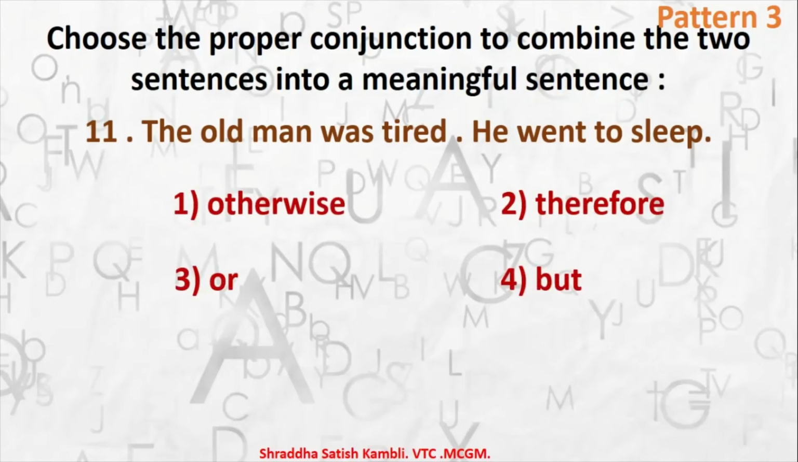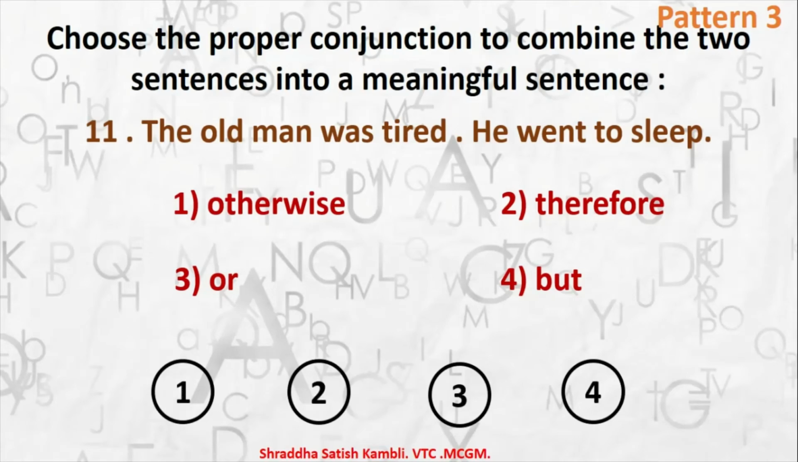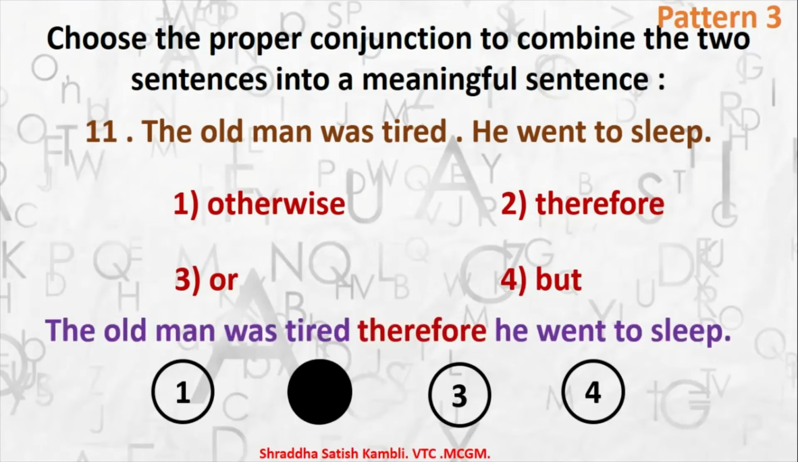The old man was tired, otherwise he went to sleep. The old man was tired, therefore he went to sleep. The old man was tired, or he went to sleep. The old man was tired, but he went to sleep. So which one is the correct one, children? It is the second one, therefore, as a result of. Because he was tired, he went off to sleep. So the second option, therefore, is the right answer. Let's go to the sentence. How will the final sentence be written? The old man was tired, therefore he went to sleep.